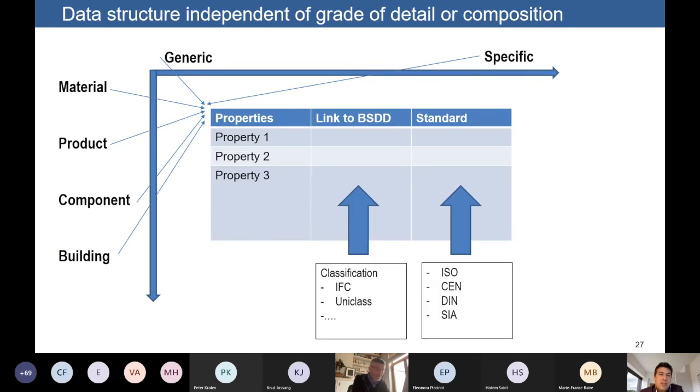This is another image to visualize a bit horizontally. You see generic to specific. It must be the same structure because we can have both at the same time. And we also need the same structure for the different levels of assembly: material, product, component, building. We should try to use a common structure.